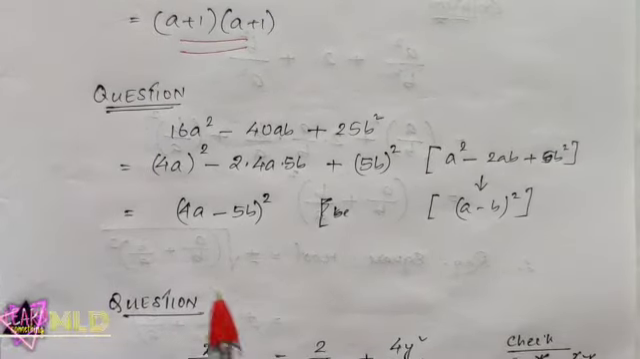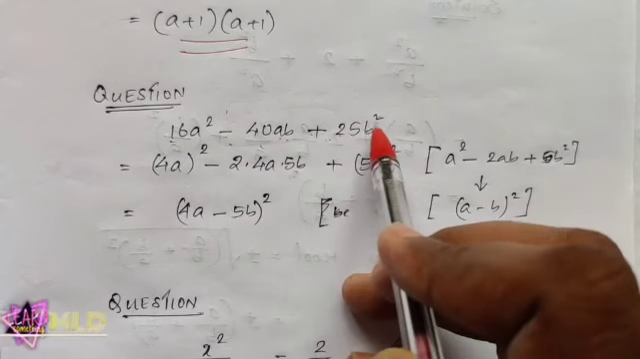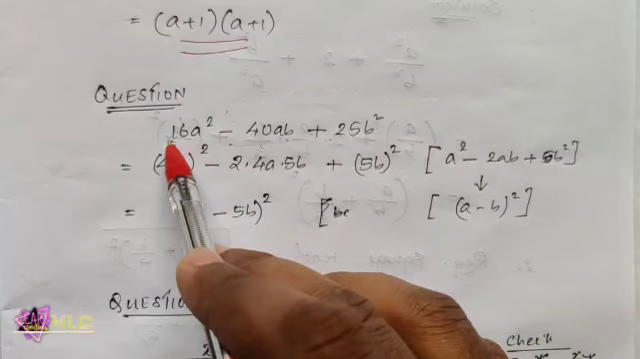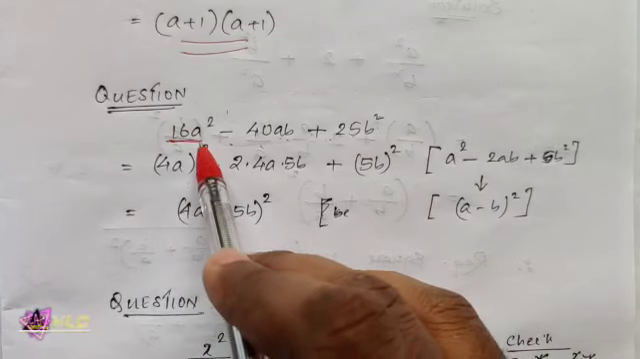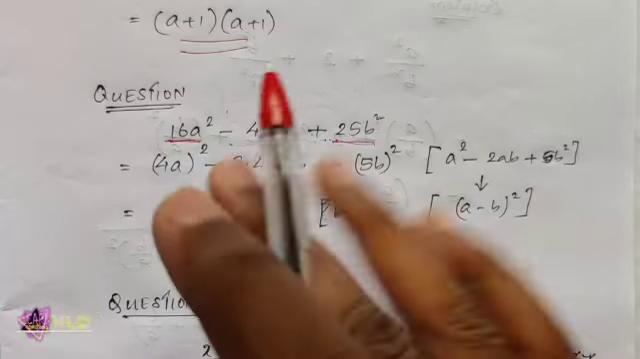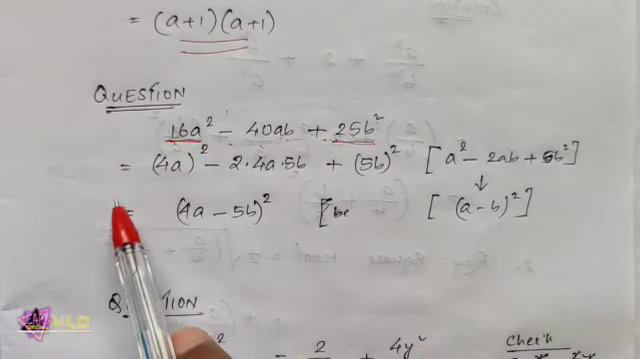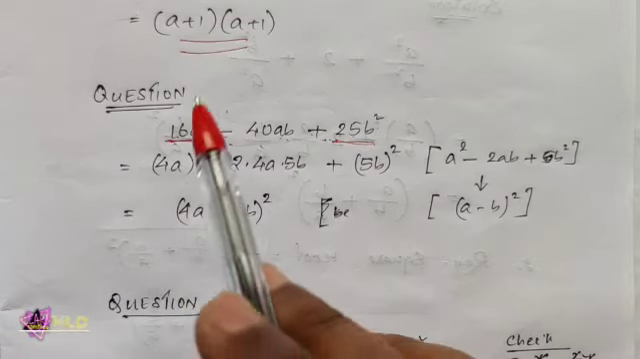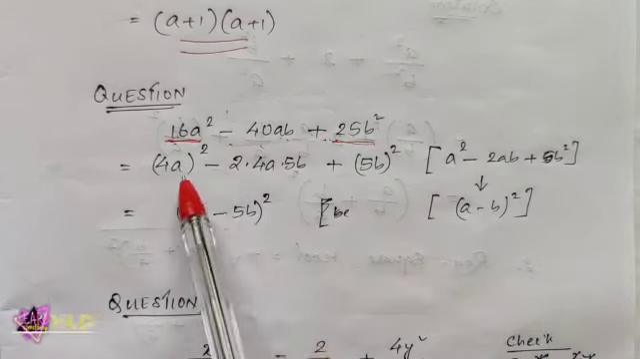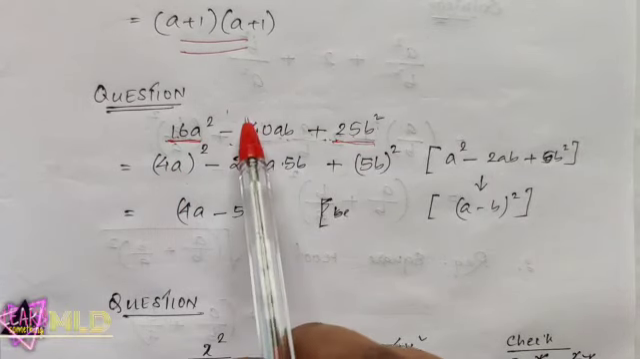Next, another one. Here you have 16a square minus 40ab plus 25b square. Now, this can be our first square number and this can be our second square number. Both positive, it is fine. We know 16 you can get by 4 square. If you do 4 square, you are going to get 16. A square you can get by a. So 4a whole square will give 16a square.